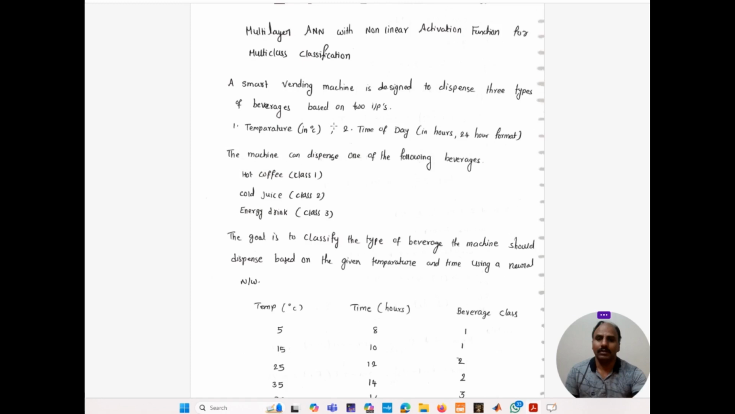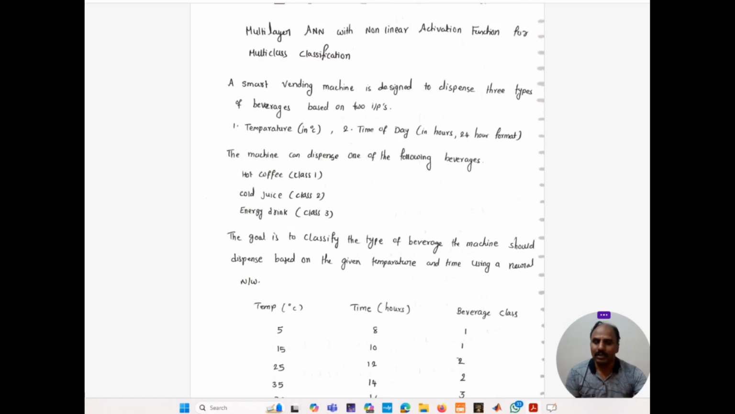In this example, a smart vending machine is designed to dispense three types of beverages based on two inputs. The two inputs are the temperature and the time of the day. For the time of the day we take the entire 24 hours, and we classify three classes according to the beverages: hot coffee, cold juice and energy drink.